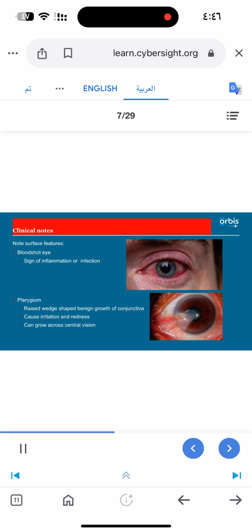Also look to see if the patient has a pterygium. These are relatively common and related to sun exposure. They are benign, wedge-shaped growths of conjunctiva across the cornea, and they can cause irritation and redness, and potentially grow across the central vision. These can be difficult to dissect through and can bleed when performing subtenon local anesthesia.